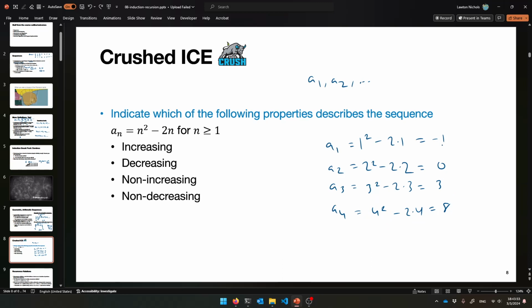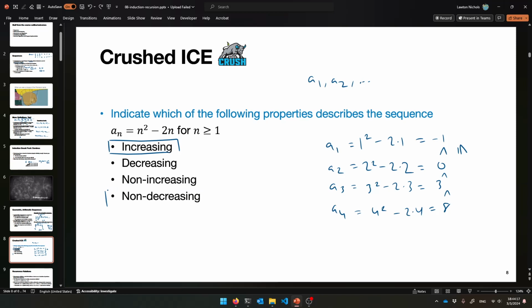So, well, what's true about these? This is less than this, is less than this, is less than this. So it's for sure increasing. So this is an increasing sequence, right? It could also be, though, you see how if it's less than, it's also less than or equal to for everybody. So it's also non-decreasing. Do you see that?